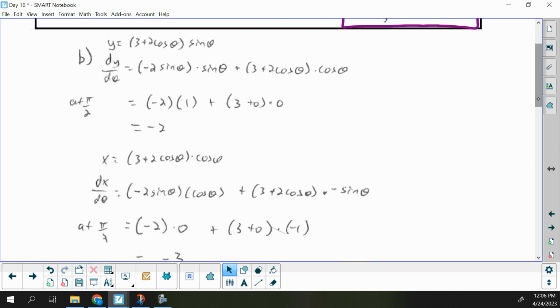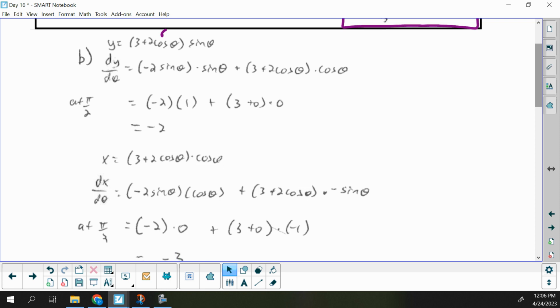For part B, we wanted the slope of a tangent line for a polar curve, so that's dy d theta over dx d theta. So y is r sine theta. We had to fill in the r equation in the r spot, take the derivative by doing product rule, and then I filled in my pi over 2, so my dy d theta is -2.